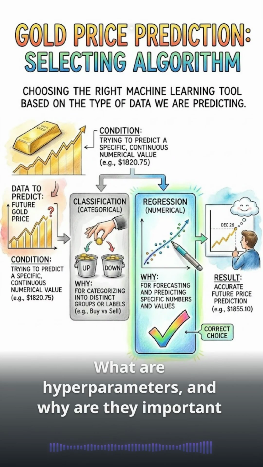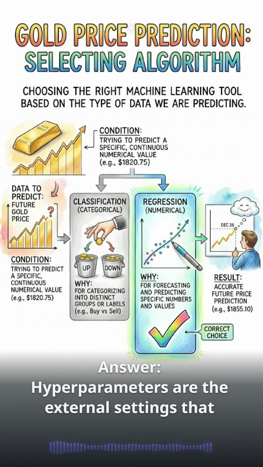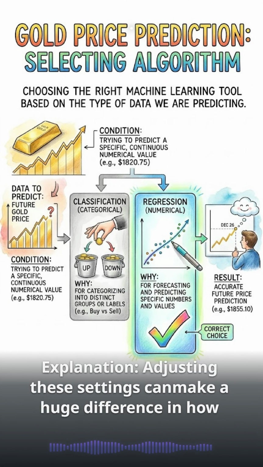66. What are hyperparameters, and why are they important during the training phase of a model? Hyperparameters are the external settings that control the learning process and cannot be learned from the data. Adjusting these settings can make a huge difference in how fast the model learns and how accurate it becomes.